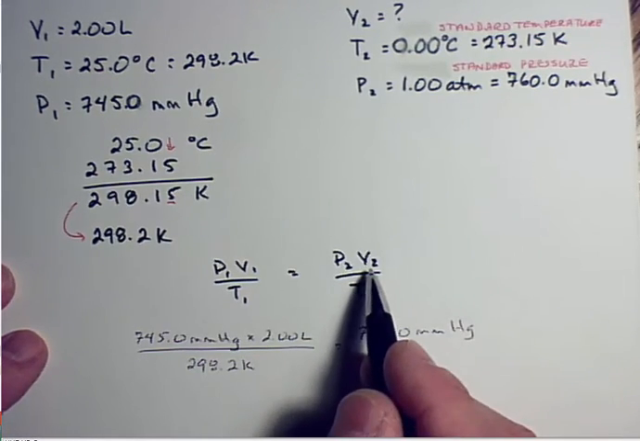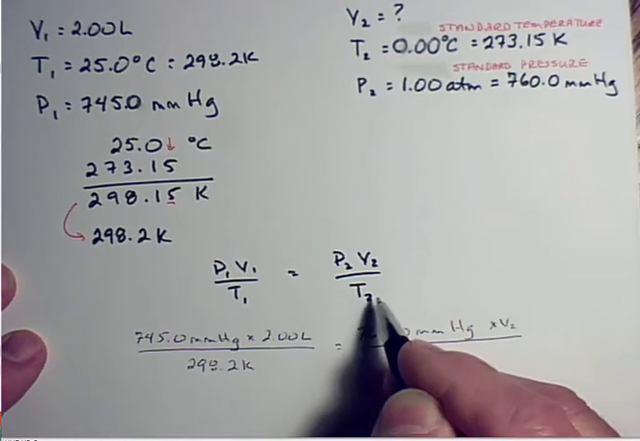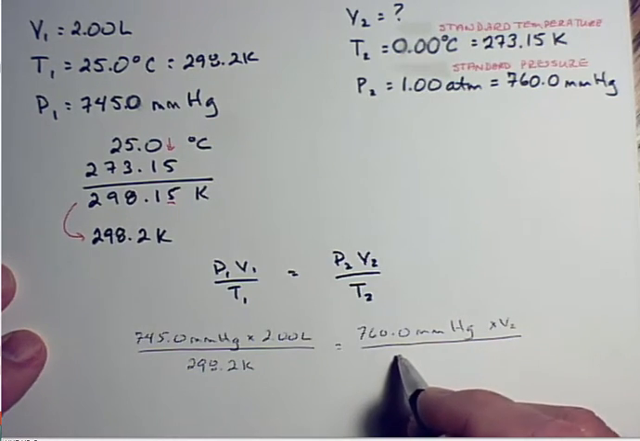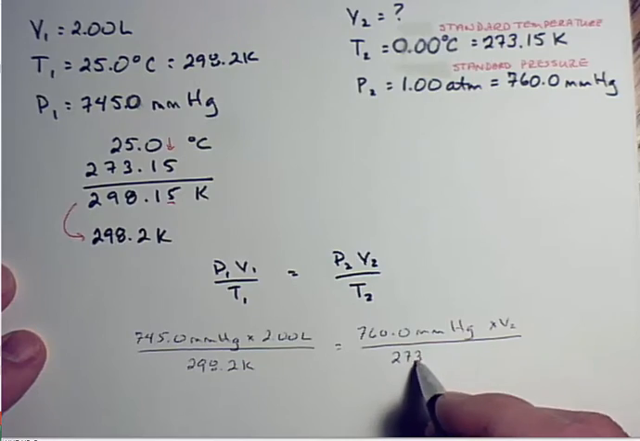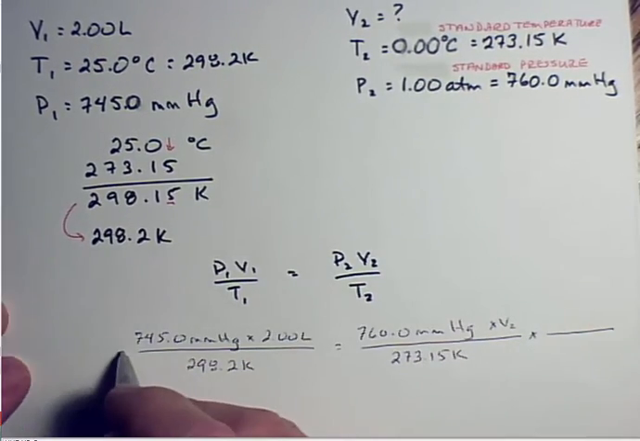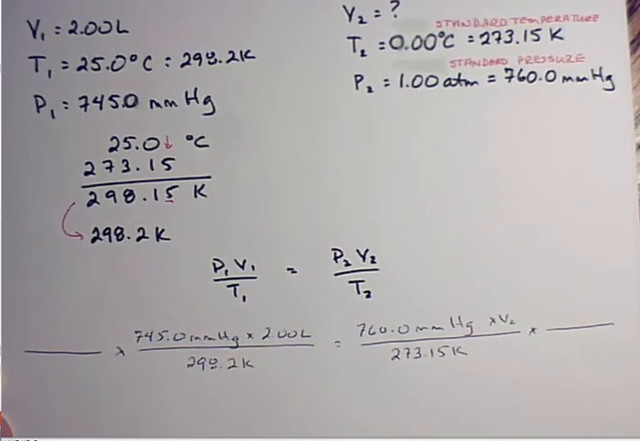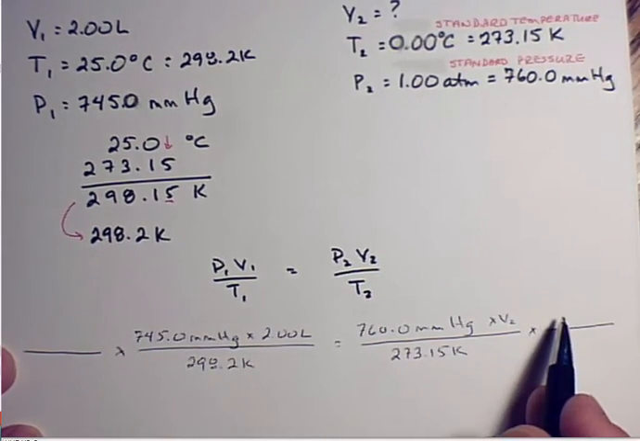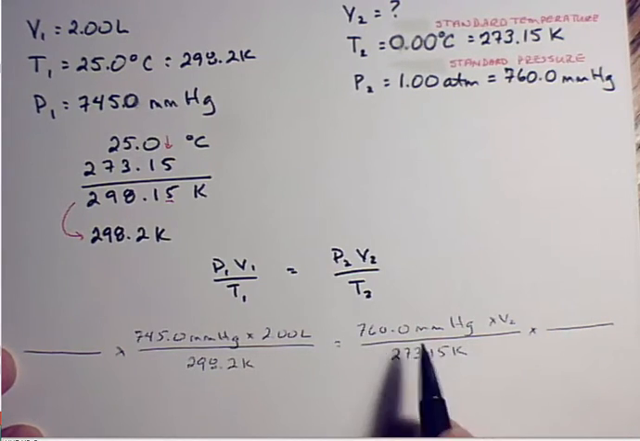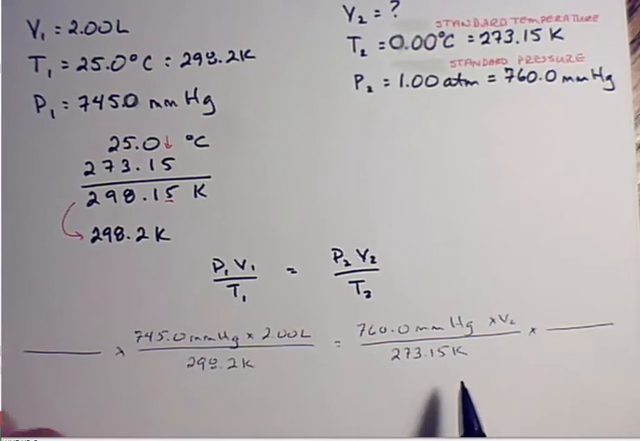All right, so we don't know V2. That's what we're trying to find. And we do know temperature 2. That's standard temperature, 273.15 K. Now, to get the unknown by itself, we're going to do the same thing you did for Charles' law and for Boyle's law. For Charles' law, we had to multiply by something. For Boyle's law, we had to divide by something. That's all we're doing. Same math.